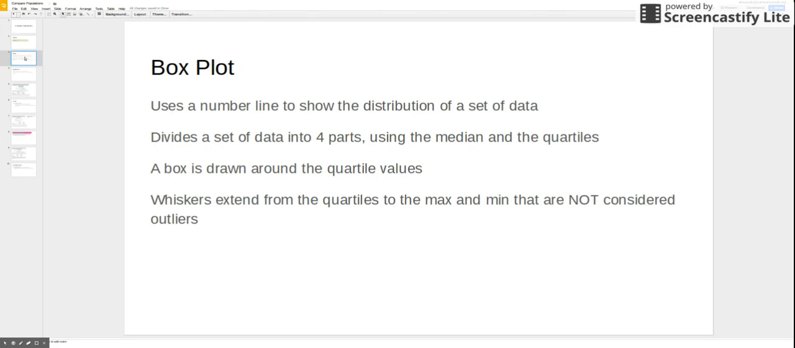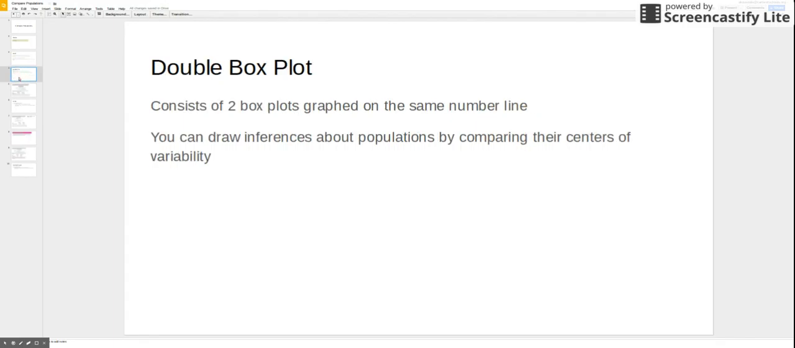A box plot uses a number line to show the distribution of a set of data. It divides a set of data into four parts using the median and the quartiles. A box is drawn around the quartile values, and whiskers extend from the quartiles to the max and min that are not considered outliers. A double box plot consists of two box plots graphed on the same number line, and you can draw inferences about populations by comparing their centers and variability.